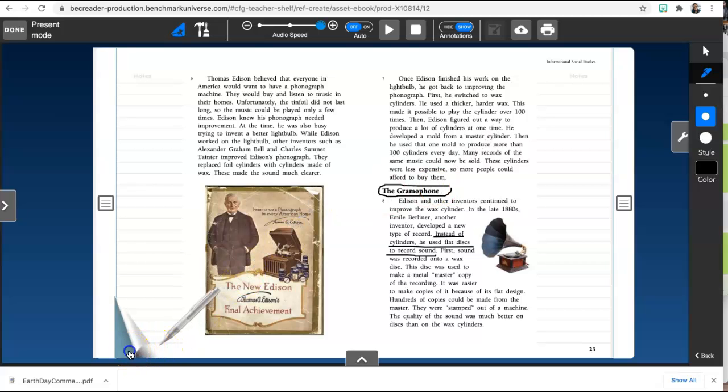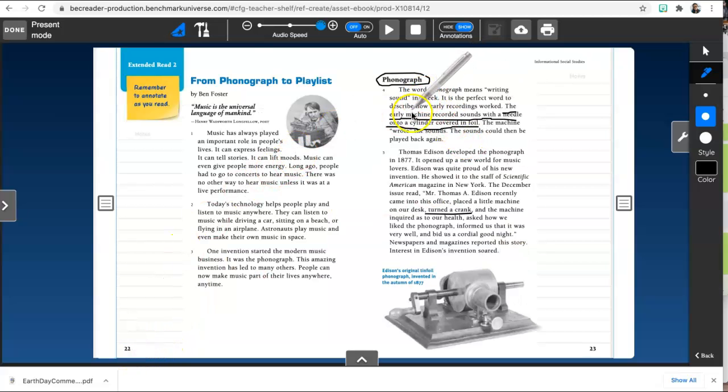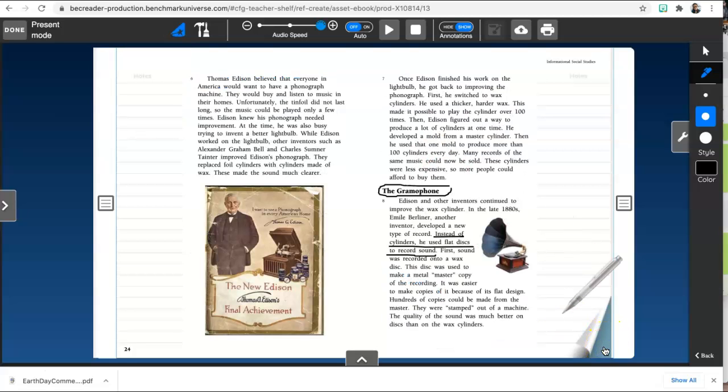So what you're going to do is annotate under phonograph all the ways it worked and ways it didn't work. And then you're going to connect it to the gramophone and what they did to the gramophone to improve on the phonograph. And you're going to annotate and write notes.